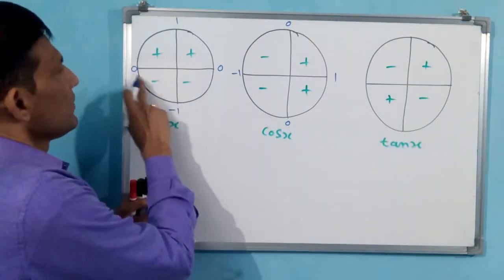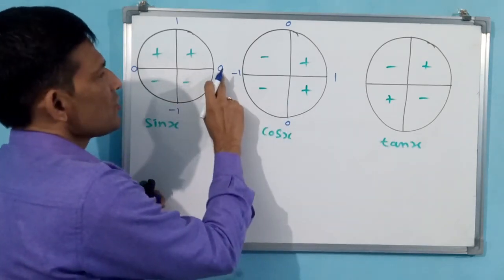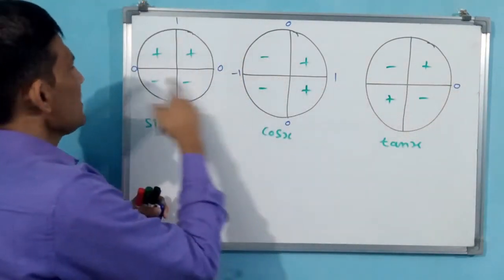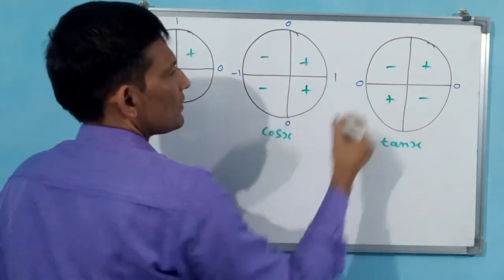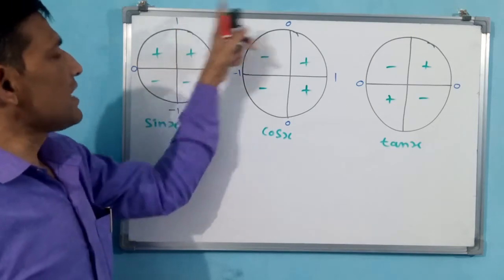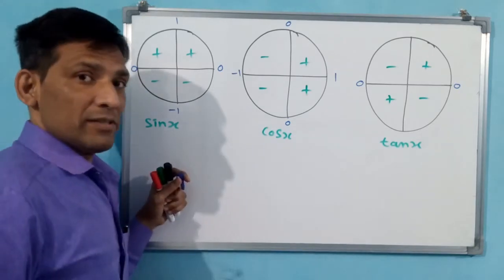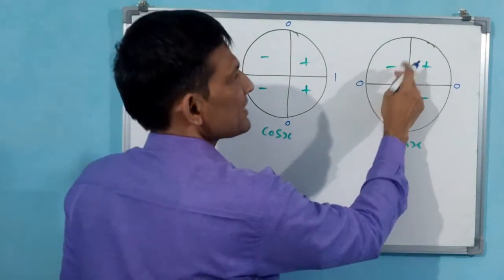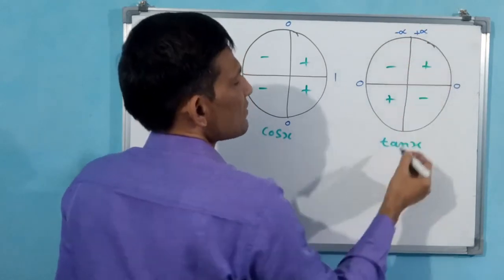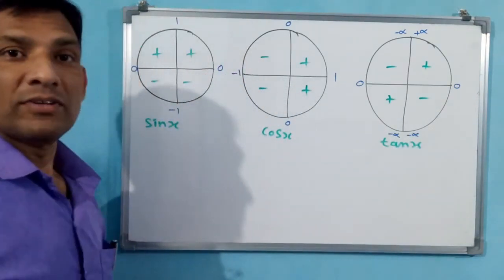Okay. Now you see, sine by cos is tan. At 0, 0 by 1 is 0. At pi, 0 by minus 1 is 0. These two values you can write for tan easily. But what about these? Sine by cos, 1 by 0, is undefined. But undefined means infinity also you can write. How? See here, minus infinity, plus infinity at this point. Here, plus infinity, minus infinity. Understand now?